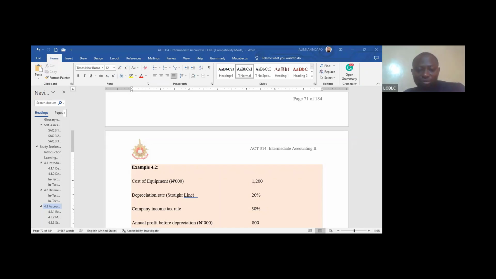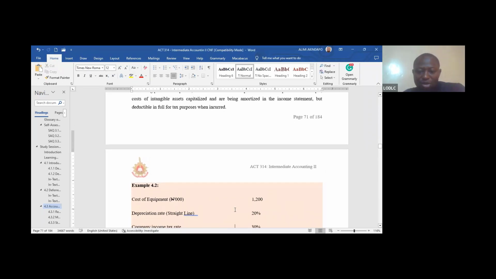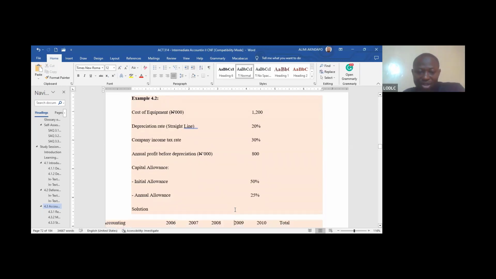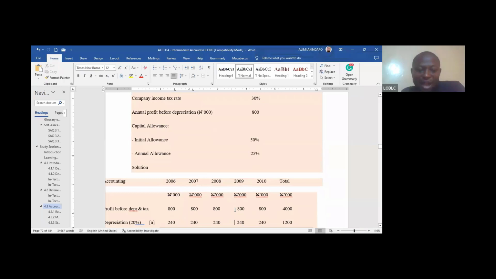So we have also deferred tax assets. If you look at this example in our manual, we discover that we have the cost of equipment equal to 1,200. Depreciation, here we are using the straight line method at 20%. Company income tax rate is 30%. Annual profit before depreciation we have 800. Then to claim our capital allowance, we have initial allowance 50%, annual allowance 50%, and 25%.